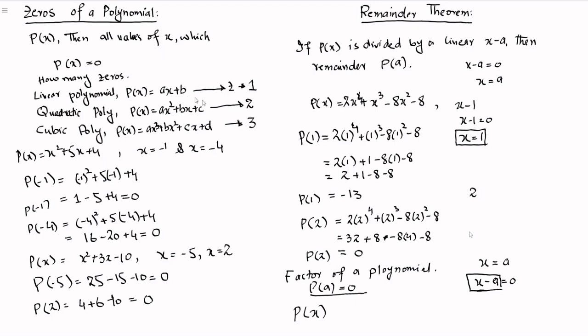In the above example, now x is equal to 2 reduces the polynomial to 0, it means that x minus 2 is a factor of the polynomial 2x raised to the power 4 plus x cube minus 8x square minus 8. This is easy to understand.